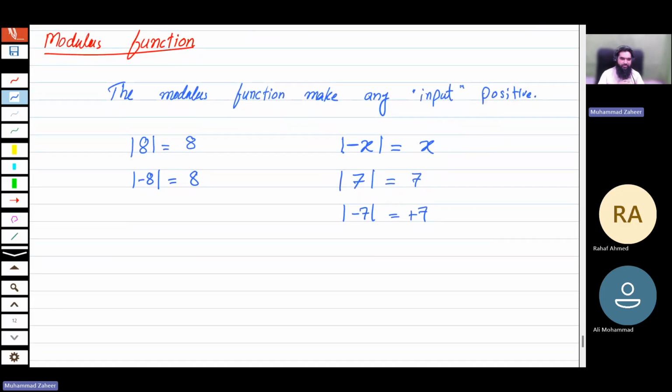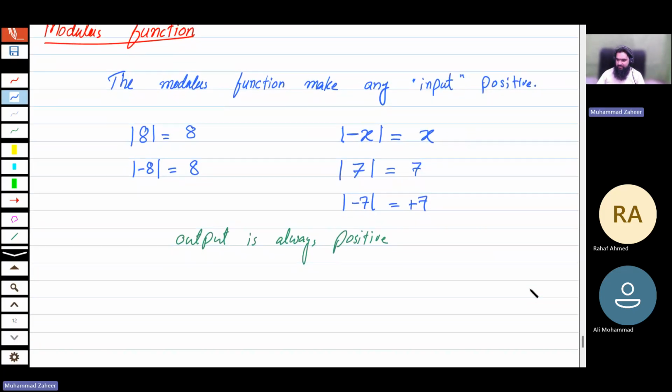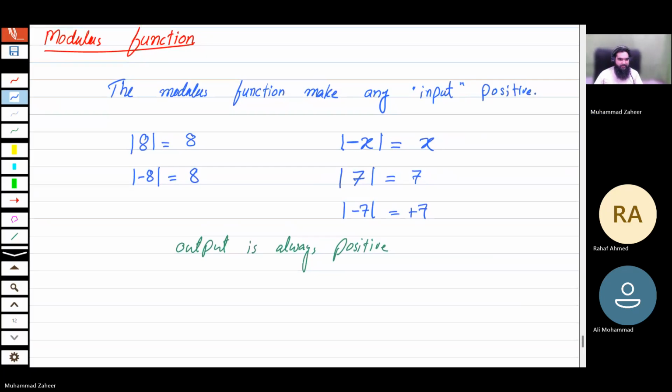So basically, when you have a modulus function, your output is always positive. In short, what we can say is that the output is always positive. You have to make two straight lines to show the modulus function. Yes, everyone, any question? Is it clear? What is the modulus function and how does it work? Clear, yeah.